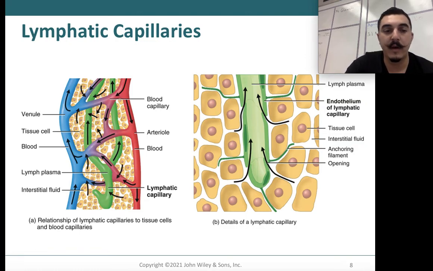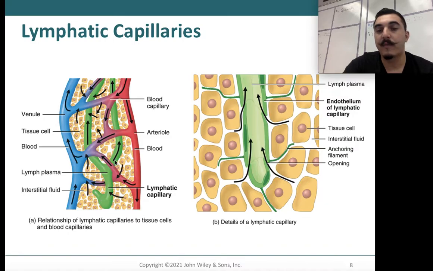Okay, so here's a couple pictures. Here we can see blood capillaries. We can see a venule here on the left in blue, right? We can see deoxygenated blood, so it's blue. We have an arteriole, which is oxygenated blood, which is red. We see our blood coming through. And then in between there we have those lymphatic capillaries. As you can see, there's a little end that's coming out, right? And we have this interstitial fluid, the fluid in between the spaces, that's going around.